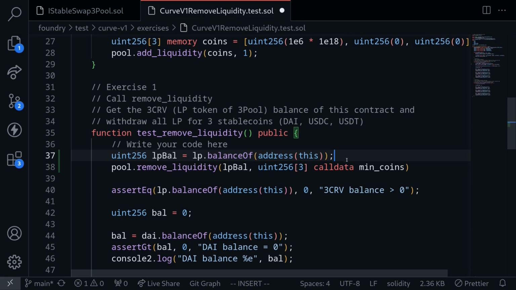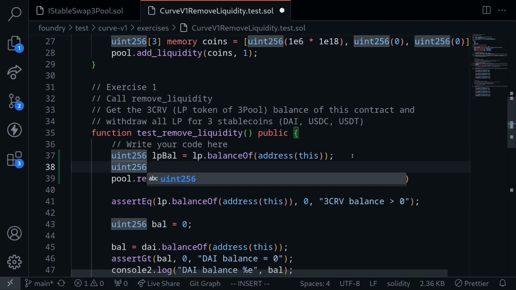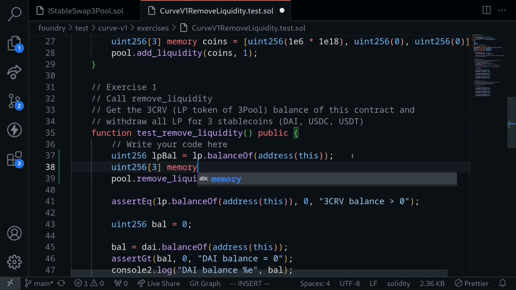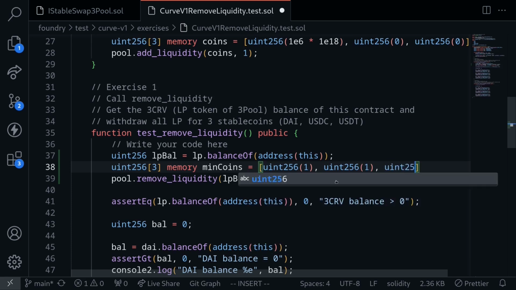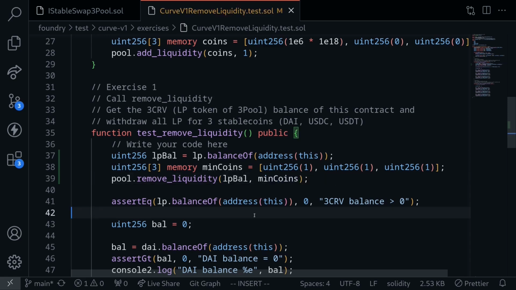Okay, the next part is to prepare this minimum coins array. Say uint256 of size 3, memory, I'll call it minCoins, is equal to... For this exercise, let's keep it simple and just put a 1. uint256(1), uint256(1), and uint256(1). Okay, and then call the function remove_liquidity with lpVal and minCoins. That completes the first exercise for removing liquidity from Curve V1.